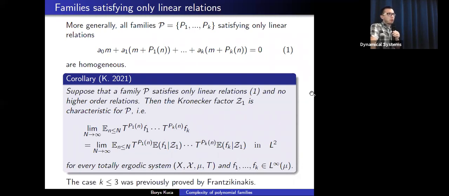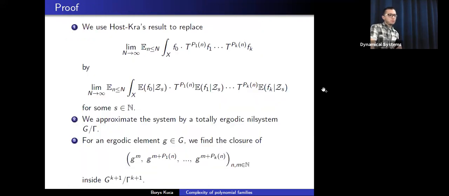So this particular corollary has been known before in the case k less than or equal to 3. So for families of length 3 or less, and it was known due to Nikos Frantzikinakis. However, the longer case was unknown, and this corollary proves it for all k. And I'll discuss very briefly the ideas in the proof.